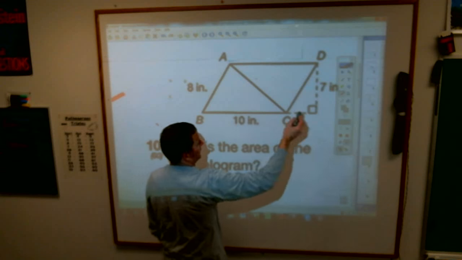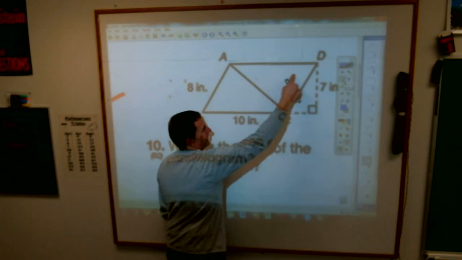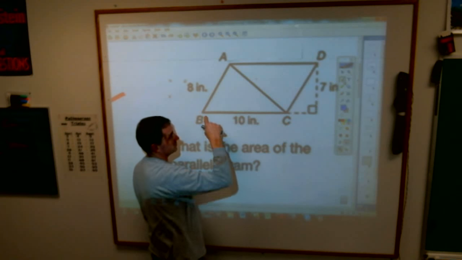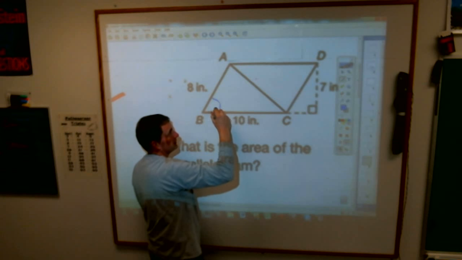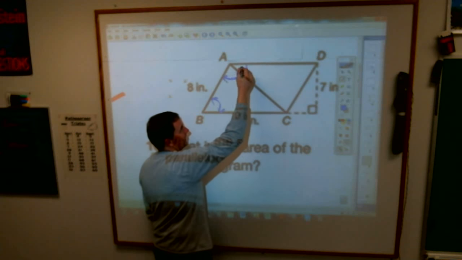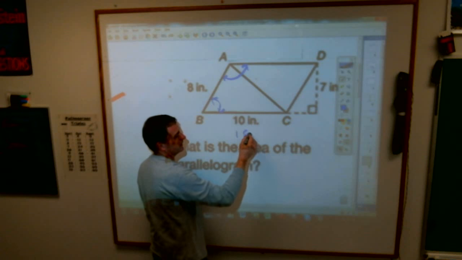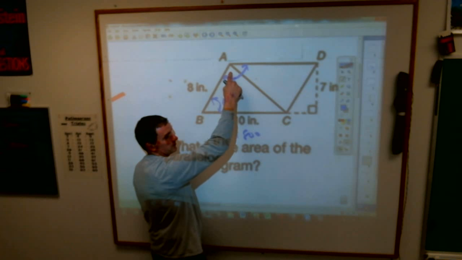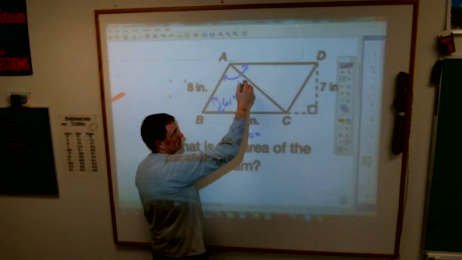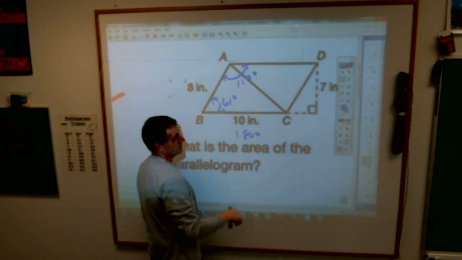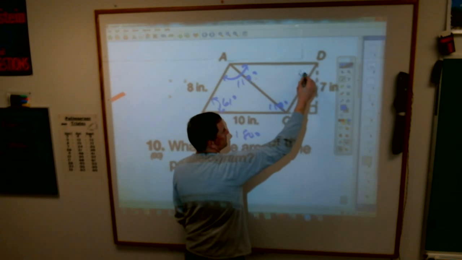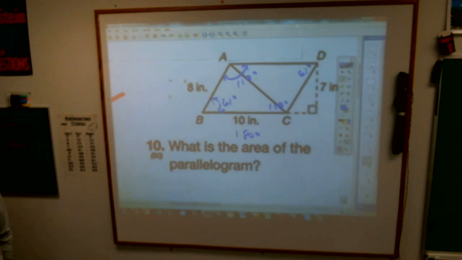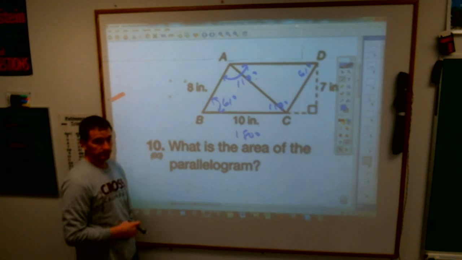With this parallelogram, opposite angles are equal. This angle equals this angle. Adjacent angles, which means angles that share a side, this angle and this angle have to add up to 180 degrees. So when it told me this was 61 degrees, this angle here has to be what when you add 61 degrees to it is 180 degrees. This is 119 and this is 61 degrees. There's nothing more to it than that. In parallelograms, adjacent angles equal 180, opposite angles are equal.